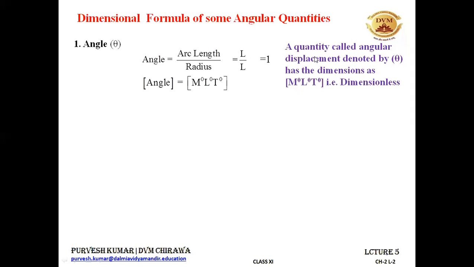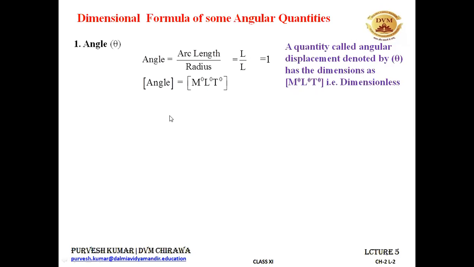Similarly, we have another quantity known as angular displacement. That is the angle swept by a body when it is doing some circular motion. When the body is in circular motion, the angle swept by it is known as angular displacement. It is also denoted by theta, and it has dimensions m0, l0, t0. This angular displacement is also dimensionless.